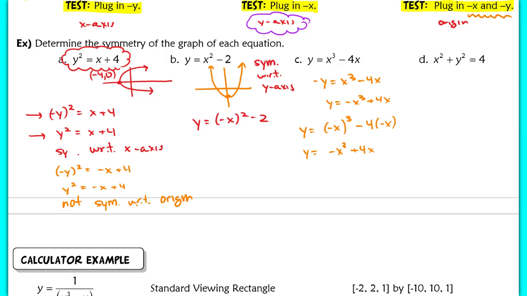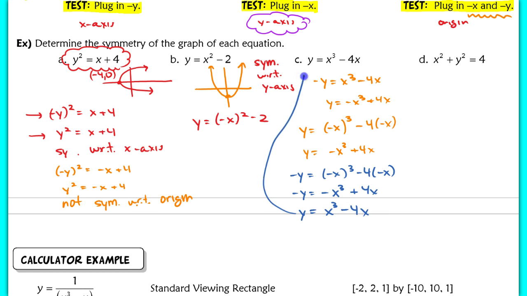If we try to see if it's symmetric with respect to the origin, we'll plug in both negative y and negative x, and we'll go ahead and simplify here. Okay, so here this is going to become negative y equals negative x cubed plus 4x. Once we divide out that negative 1, we end up with positive x cubed minus 4x. Here you'll notice that that is exactly the same as the original equation. So we have symmetry with respect to the origin. Okay, that's the only symmetry here for example C.